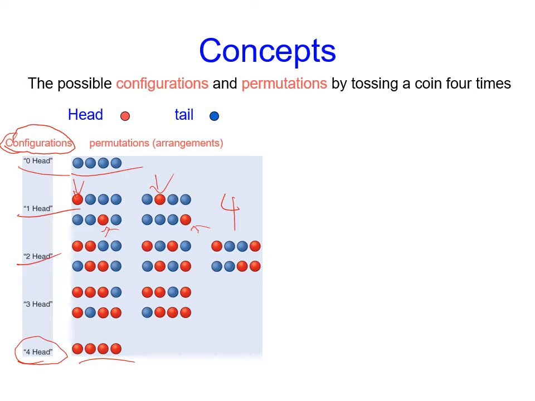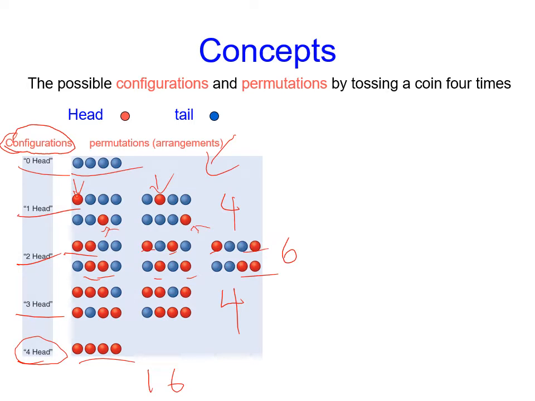2 heads means head shows twice. It can be the first 2, or first and third, first and fourth, second and third, second and fourth, or the last 2. So altogether here we have 6 arrangements or permutations for 2 heads. For 3 heads, we have also 4 arrangements or permutations. Now for molecules, we'll talk about later, these permutations or arrangements are also called microstates. So here we have 16 microstates altogether.